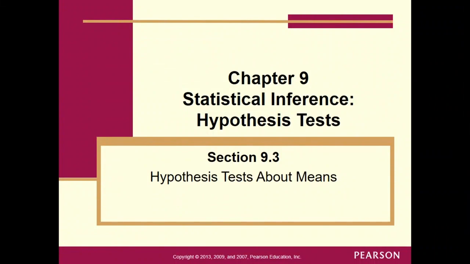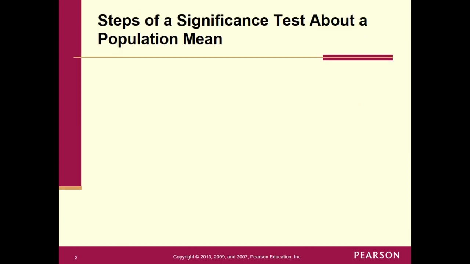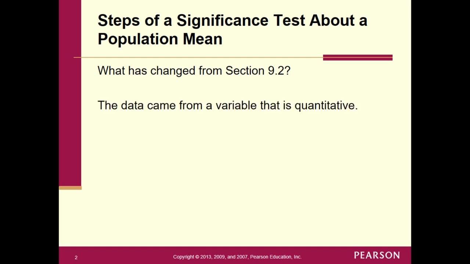All right, today we're going to talk about section 9.3. We're going to talk about hypothesis testing for a mean. And so what has changed? What is different about this section versus section 9.2? What's happened here is that the variable now is quantitative. It's producing numbers, and it's no longer producing categorical data.